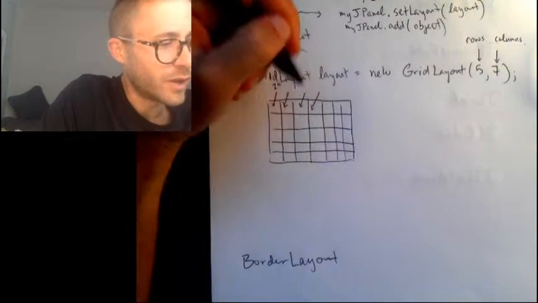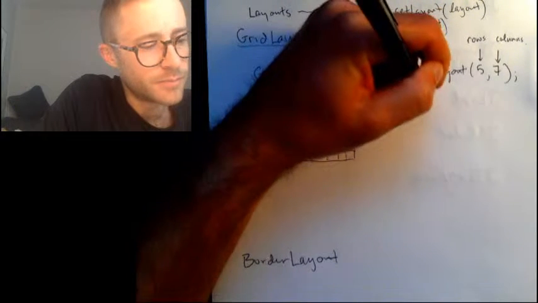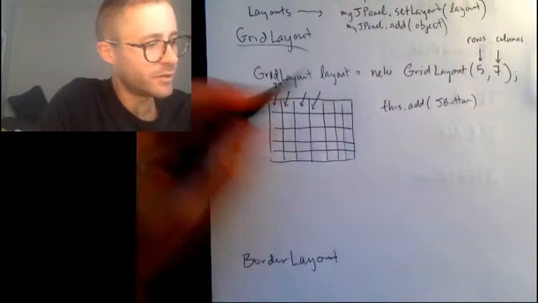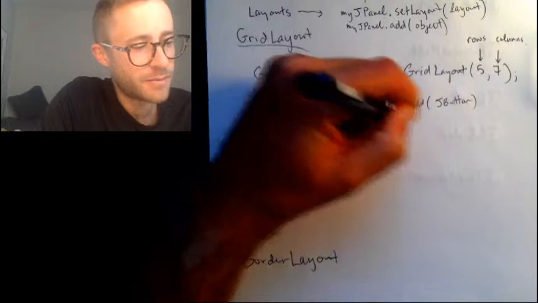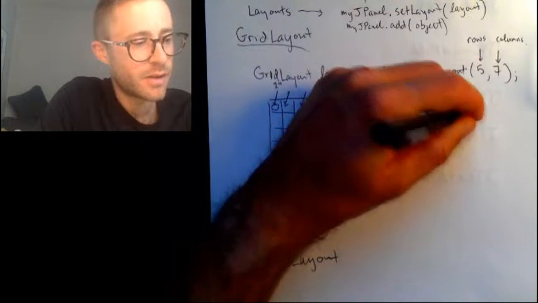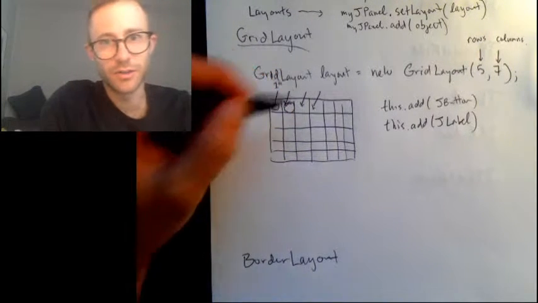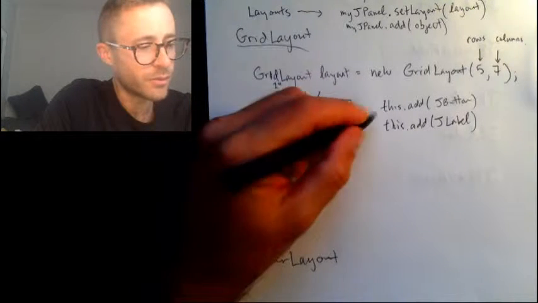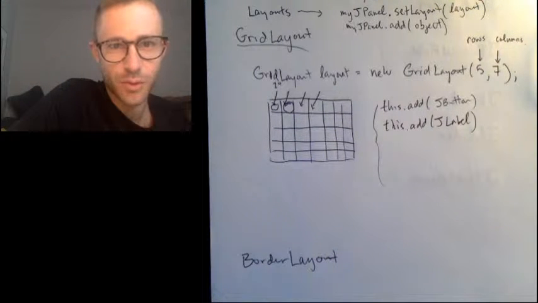So if you say this.add some JButton, the first time you call it, it's going to put the JButton here. Then you do this.add JLabel, something like that. That JLabel is going to be put in this space, and it just keeps going. In this case, you would have to have 35 add statements, so this would be a really tedious GUI to create.